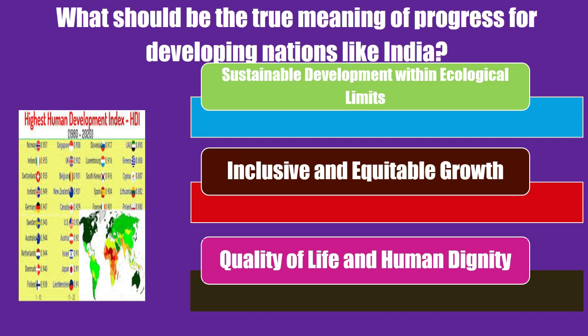So all sections of society can realize their aspirations. The Aspirational Districts Programme focuses on improving underdeveloped areas and enhancing healthcare, education, and infrastructure. Quality of life and human dignity are also important, so true progress prioritizes human access to a safe, healthy, and fulfilling life. The Swachh Bharat Mission improved sanitation across rural India, enhancing public health and living conditions.